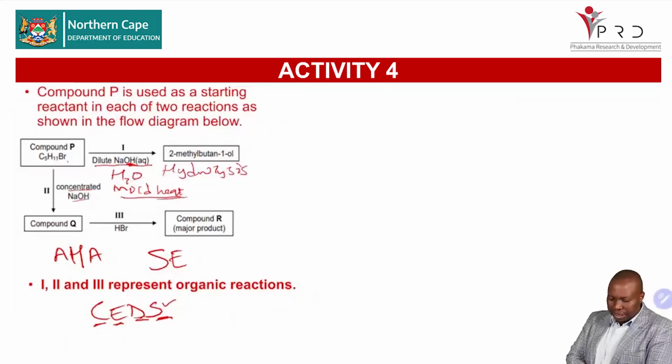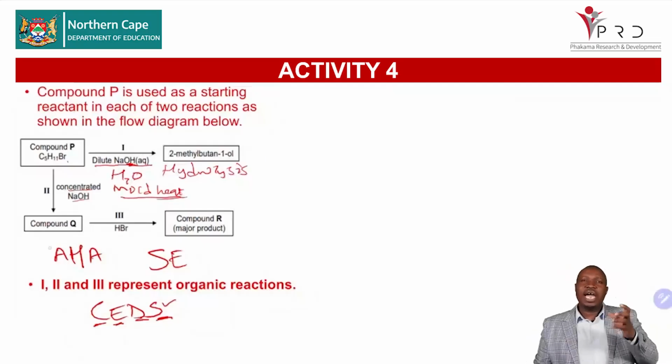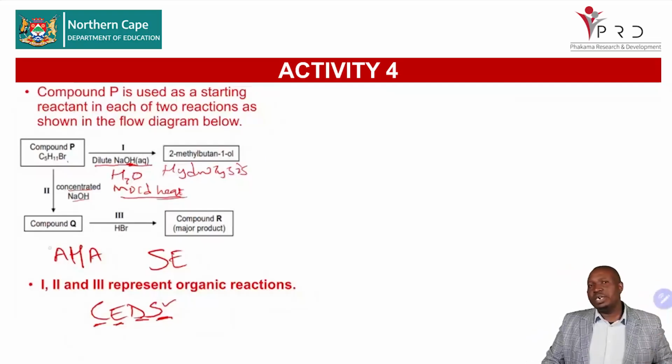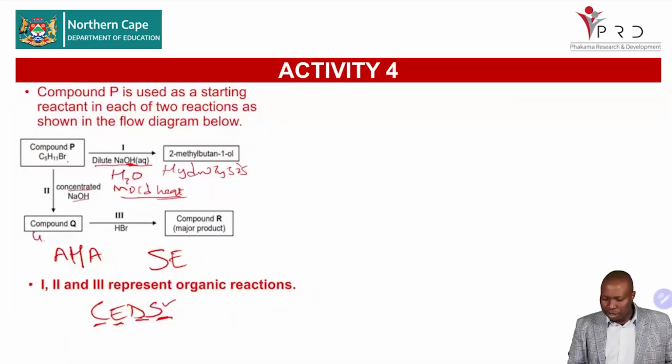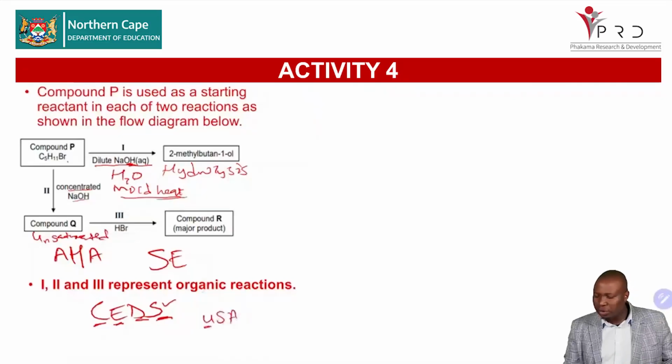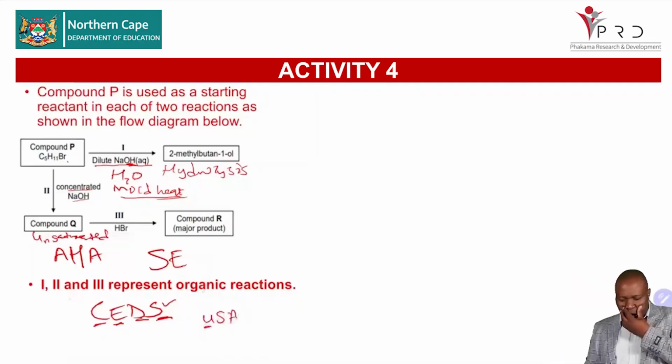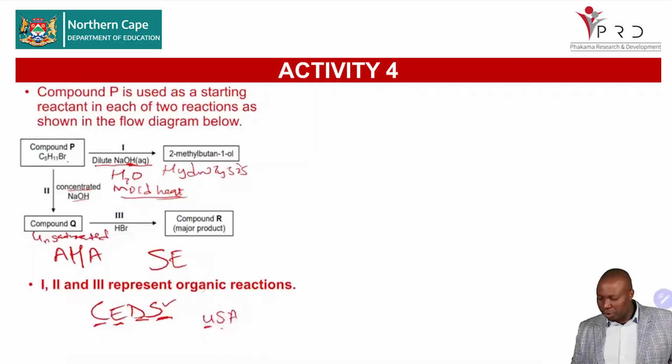When you're using concentrated sodium hydroxide, definitely you are going to undergo elimination. Remember, in elimination we are forming unsaturated compounds, meaning we'll have double bonds here. So compound Q will be unsaturated. And for unsaturated compounds, there is only one reaction they undergo: they form a saturated compound, and the reaction is called addition. So reaction 3 is addition.